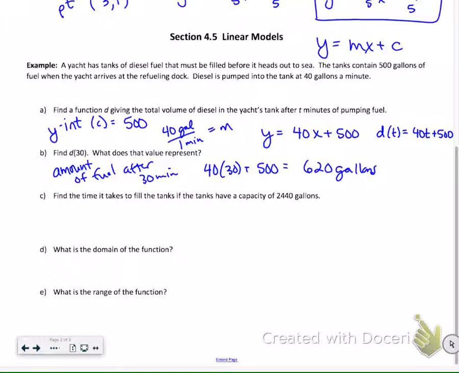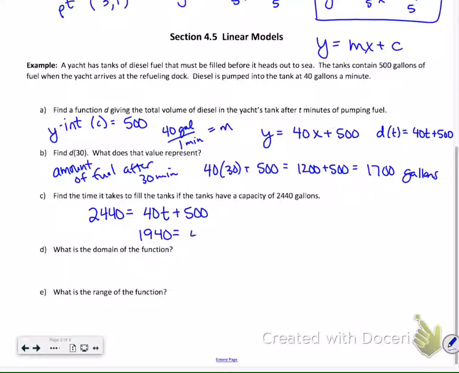No. How about, I was trying to do that in my head and didn't do it big enough. That's going to be 1,200 plus 500. That's going to be 1,700 gallons. And again, that's after 30 minutes. Okay, how long will it take to fill the tanks if the tanks have a capacity of 2440? Okay, well, 2440 is equal to 40t plus 500, and we solve. So we subtract 500, that's going to give me 1940 is equal to 40t, so t is 48.5 minutes.